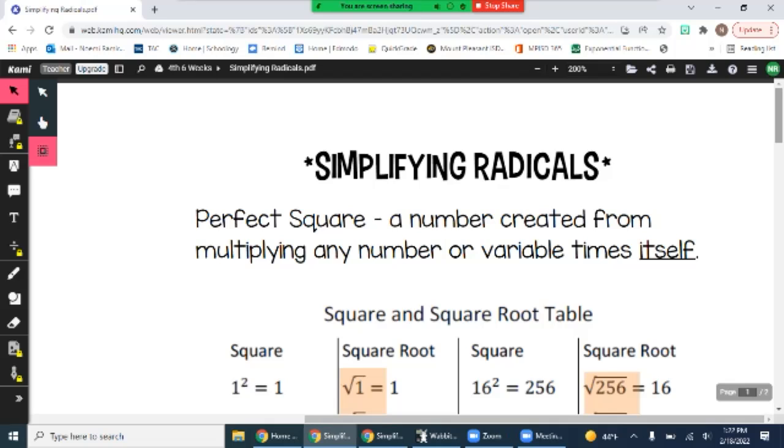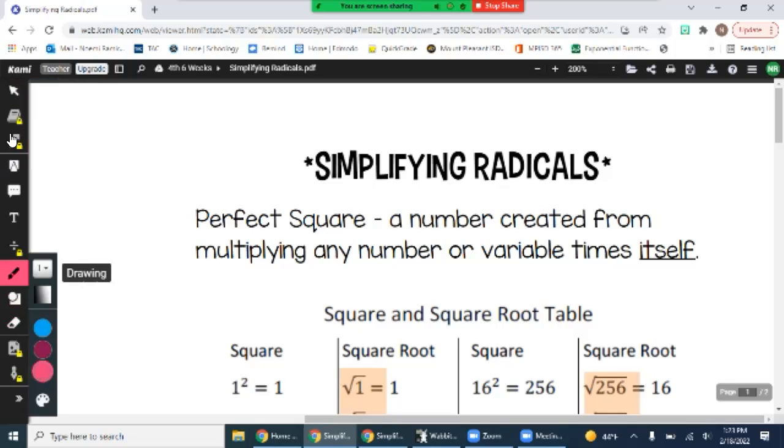All right, what about 4 times 4? Let's say the sides of our square are 4. 4 times 4 is 16. 16 is considered a perfect square. What about 6 times 6? 36 is considered a perfect square, because you get it from multiplying the same exact whole number times itself.